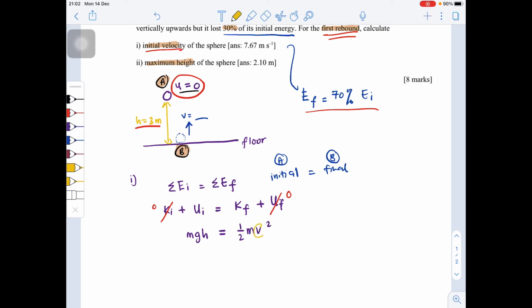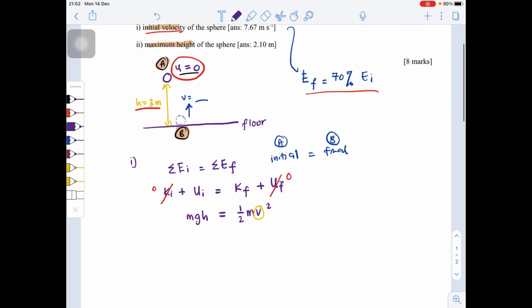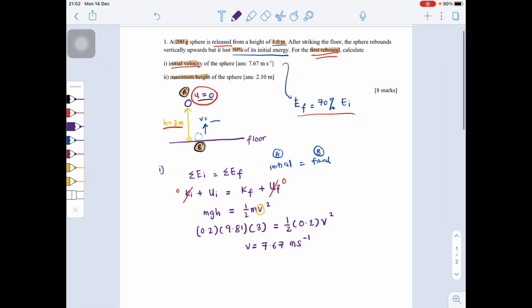So now we want to find this value of V here. So let's just substitute the values. Mass is equal to 200 gram, so convert to kg, which is 0.2. And then g is 9.81. Height is 3 meter, equal to 1/2 times mass 0.2 times V squared. And V will be equal to 7.67 meter per second. So that will be the solution for the first one here.